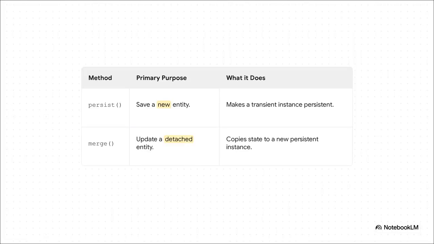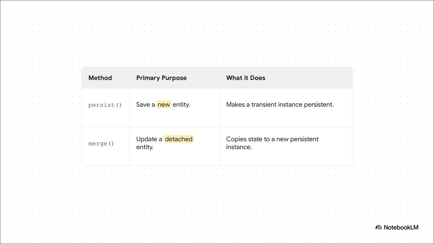And this brings us to a classic point of confusion: persist versus merge. Getting this right is so important. So here's the dead simple rule. Persist is for brand new, fresh out of the box objects. It's for creating records.